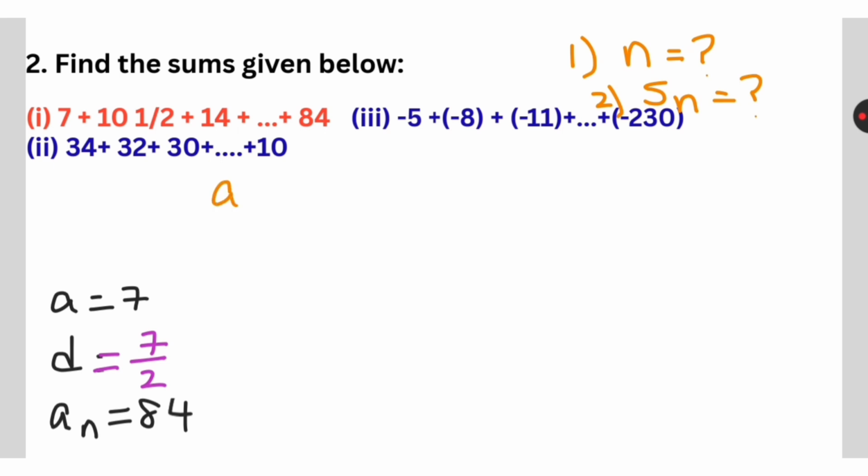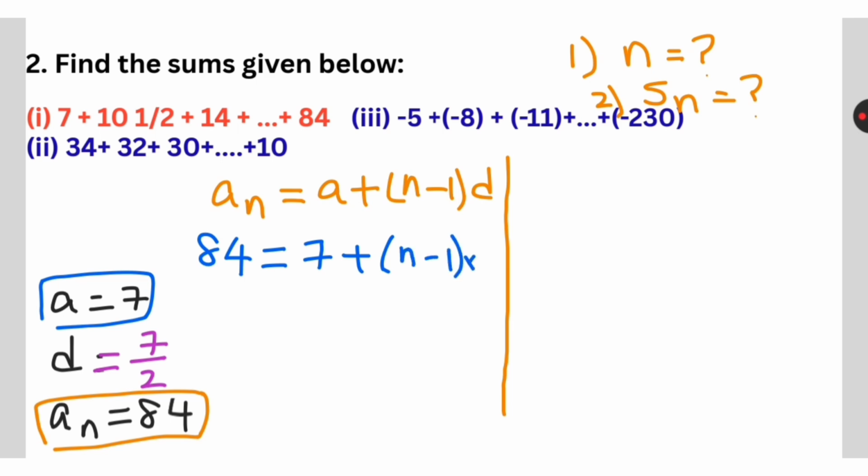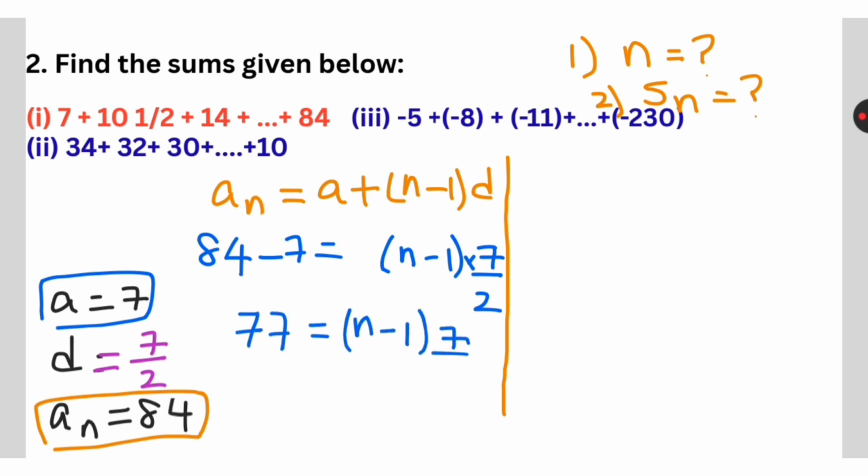First find n using the an formula. What is the an formula? a plus (n minus 1) into d. So what is an? 84. So let's write 84 here. That is equal to, what is a? a is 7, plus (n minus 1) into d, which is 7 by 2. For this 7, if you send it to the left hand side, it becomes 84 minus 7. If you do 84 minus 7, then we get 77 on the left hand side. So that is equal to (n minus 1) into 7 over 2.